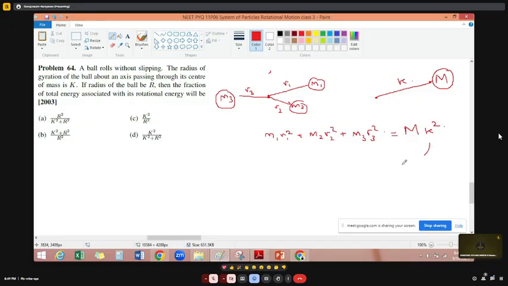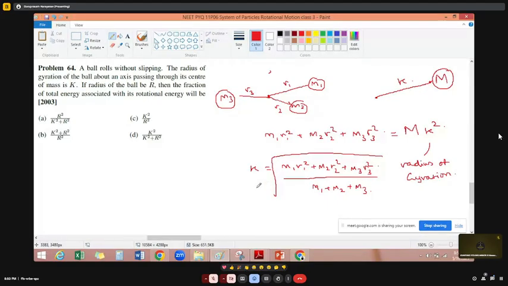Take it down. Gyro refers to rotation, gyration. If I put all the masses in one place, at what radius should I put them so that it equals this moment of inertia? So it's something like an average. That means K is M1 R1 squared plus M2 R2 squared plus M3 R3 squared, divided by the total mass M1 plus M2 plus M3, and then there is a square root. That is what is called radius of gyration. So that's the basics.